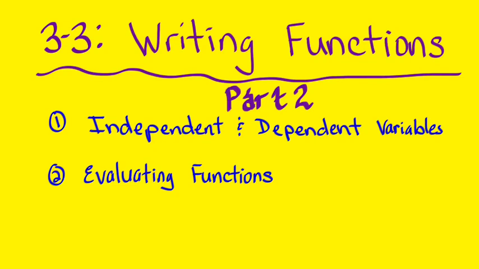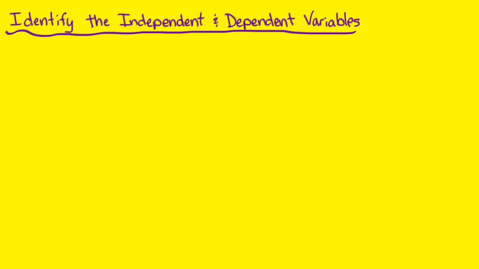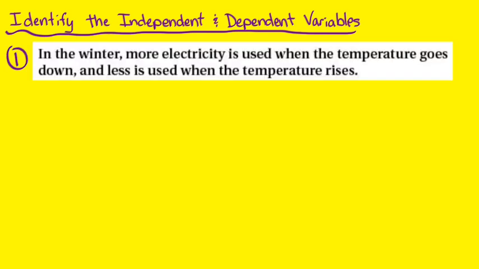Now we are looking at 3-3, writing functions, part 2. Yes, part 2, because part 1 we did with crossing the river. Today we're looking at independent and dependent variables and evaluating functions. First of all, let's take a look at identifying what would be an independent versus a dependent variable. Let's look at some scenarios.